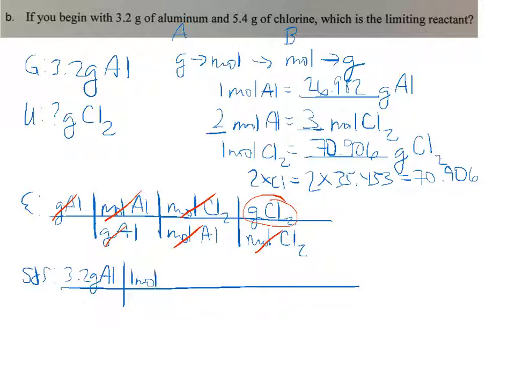1 mole of aluminum is 26.982 grams of aluminum. And we do the same thing for the next one. 2 moles of aluminum, 3 moles of chlorine. So our 3 moles of chlorine is going to go on top, and our 2 moles of aluminum is going to go on bottom. 3 moles of chlorine, 2 moles of aluminum. And now we're on to our last conversion statement or equivalent statement. Moles of chlorine to grams of chlorine. Grams of chlorine is on top, so we're going to put the 70.906 on top, and 1 mole on bottom.